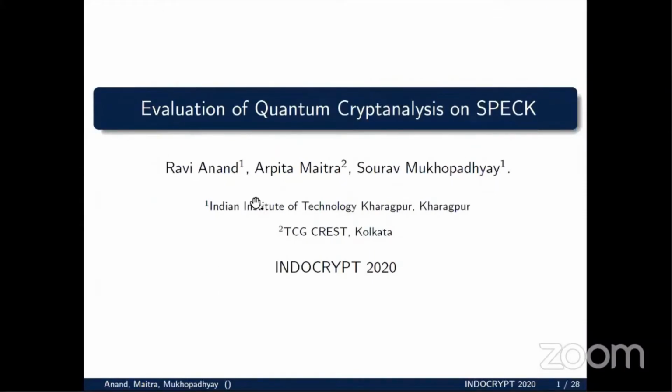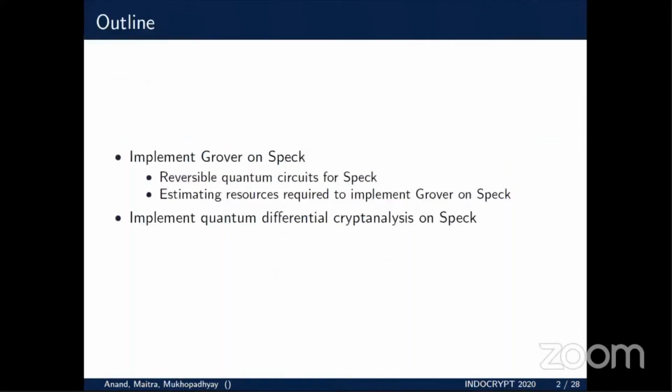So our work is on evaluation of quantum cryptanalysis on SPECK. This is joint work with myself, Arpita Maitra, and Saurabh Mukhopadhyay. In this work, we implemented Grover's algorithm on SPECK by creating a reversible quantum circuit for SPECK, and then we estimated the resources required to implement Grover's. And then we also implemented quantum differential cryptanalysis on SPECK. We created a toy cipher, a SPECK-like cipher, and then implemented it on Qiskit and IBM-Q to see whether it works or not.